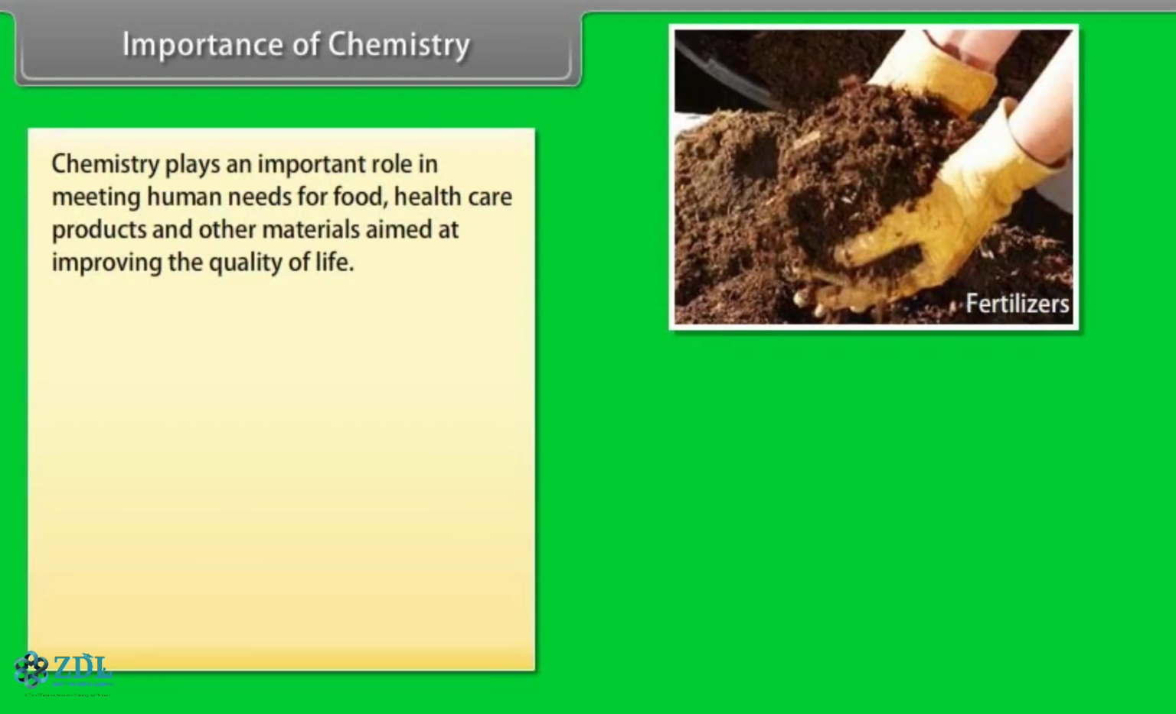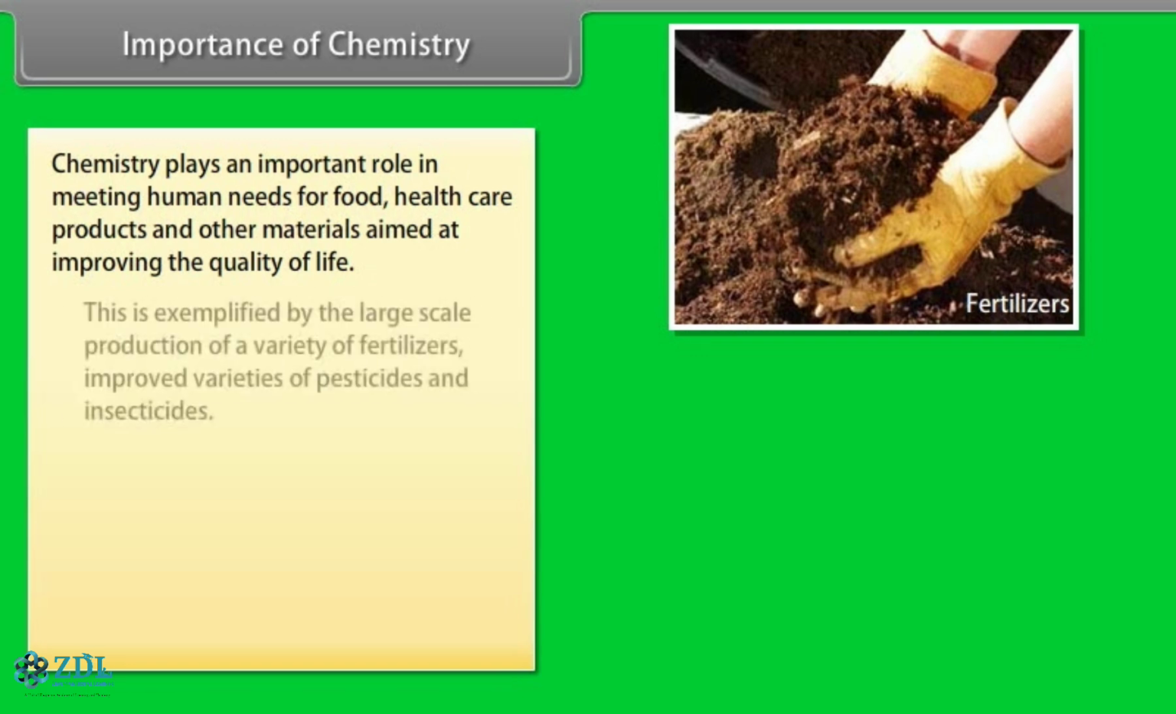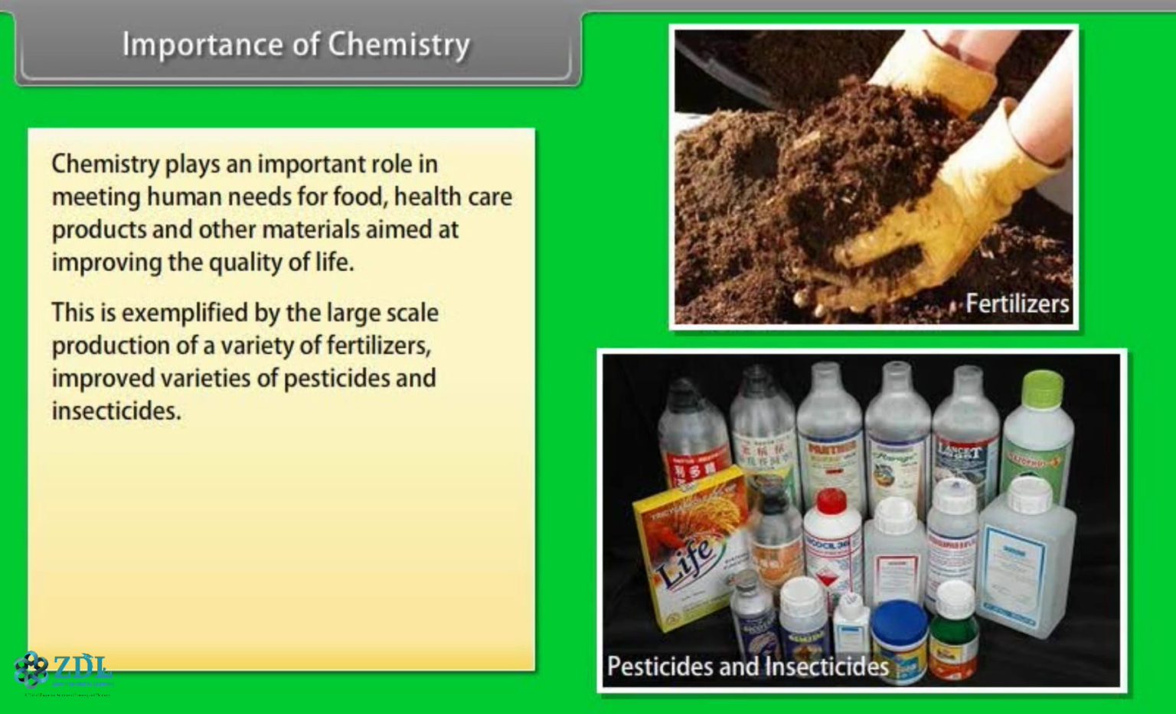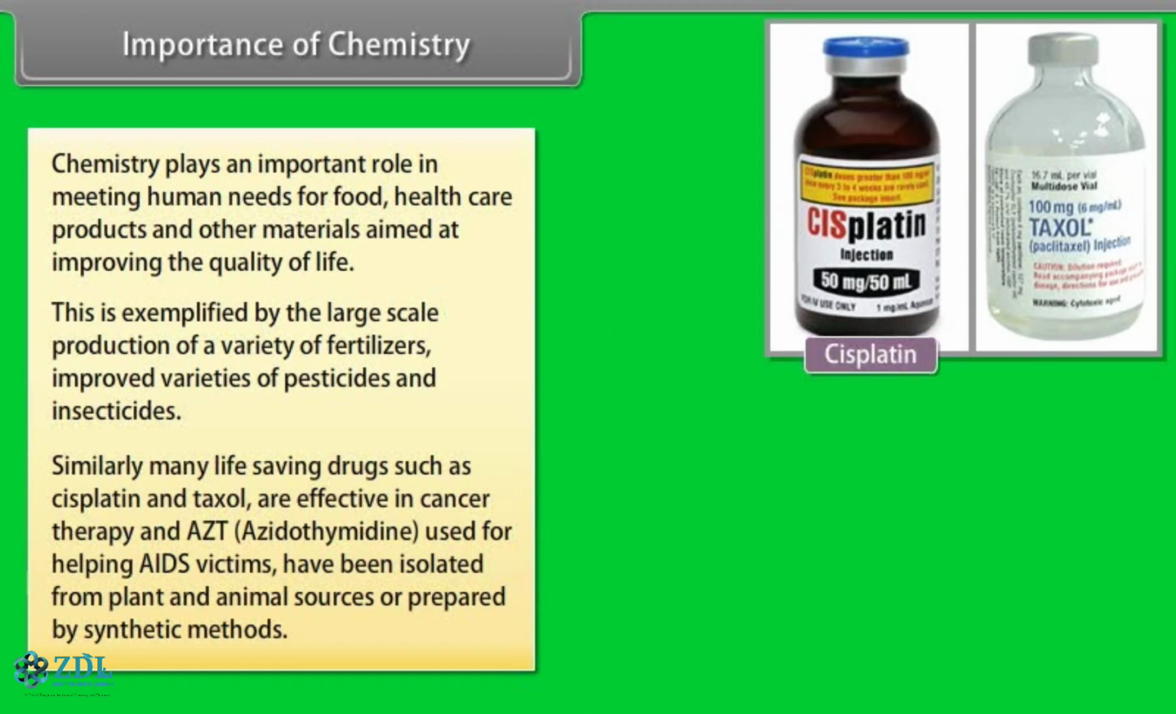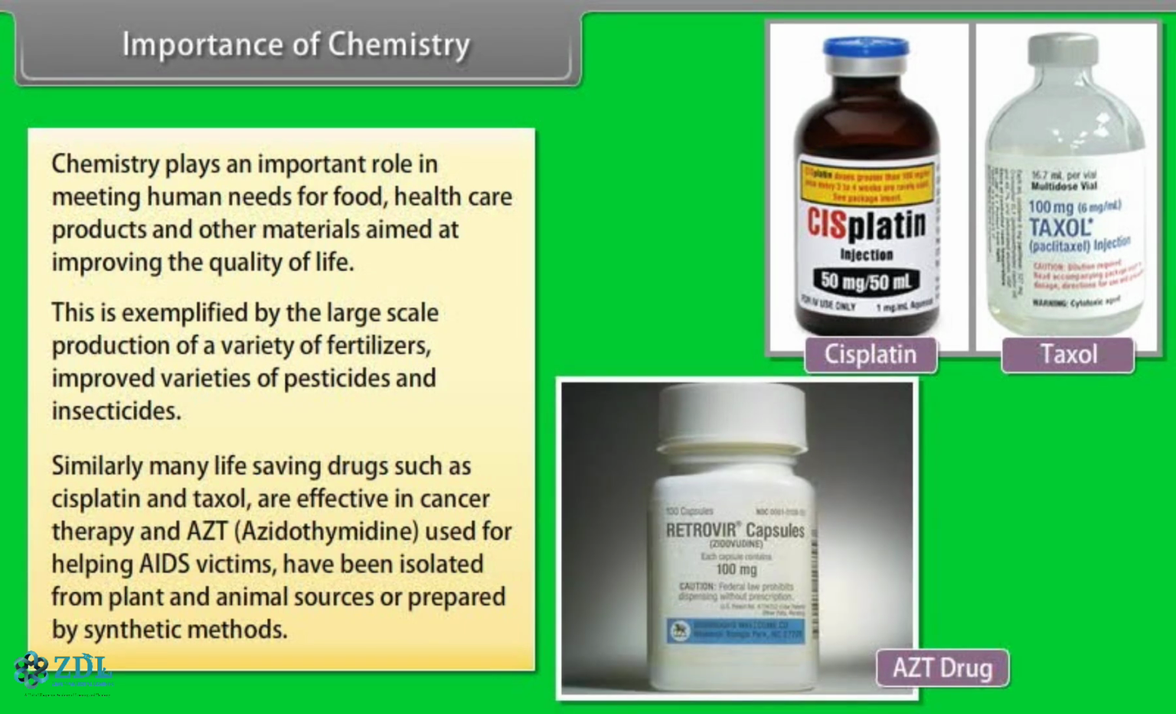Importance of chemistry. Chemistry plays an important role in meeting human needs for food, healthcare products, and other materials aimed at improving the quality of life. This is exemplified by the large-scale production of a variety of fertilizers, and improved varieties of pesticides and insecticides. Similarly, many life-saving drugs, such as cisplatin and Taxol, are effective in cancer therapy, and AZT, zidovudine, used for helping AIDS victims, have been isolated from plant and animal sources or prepared by synthetic methods.